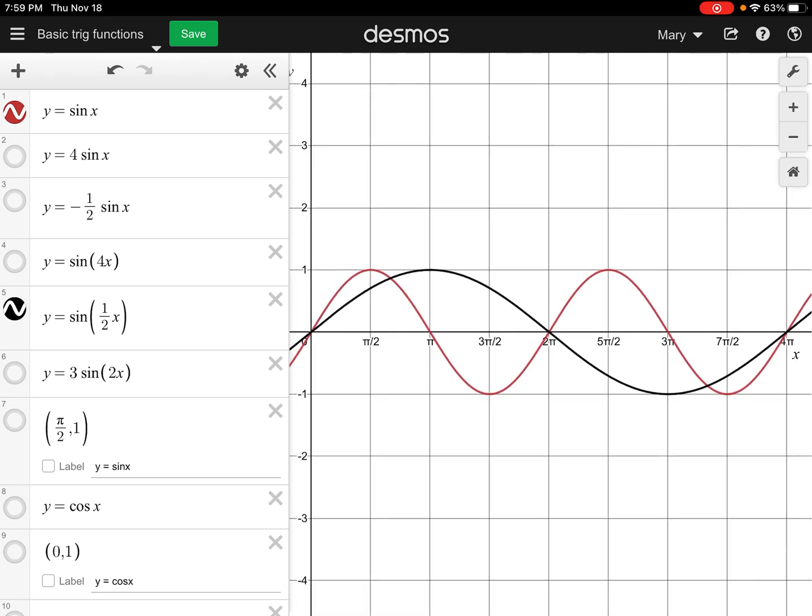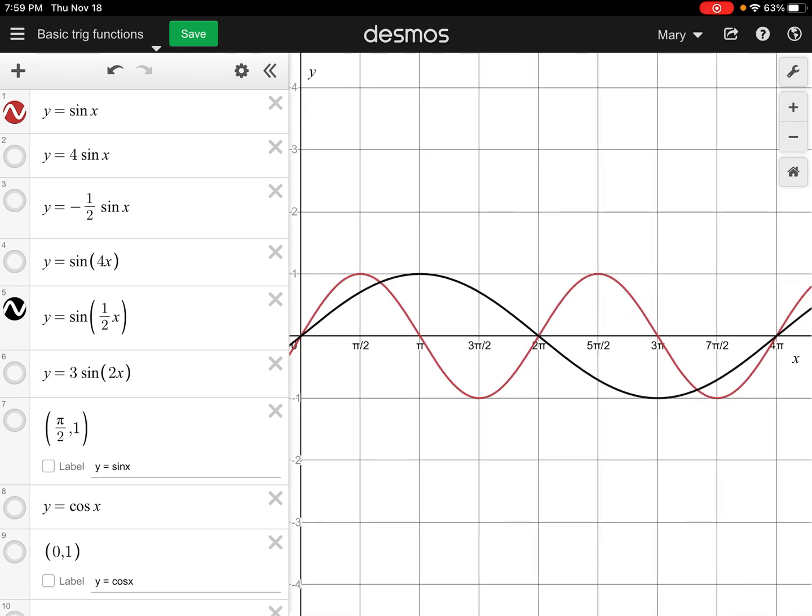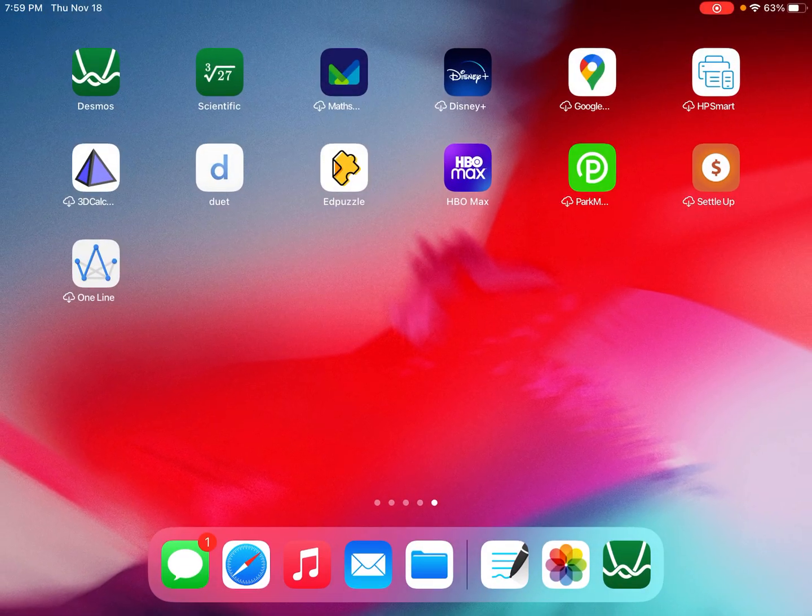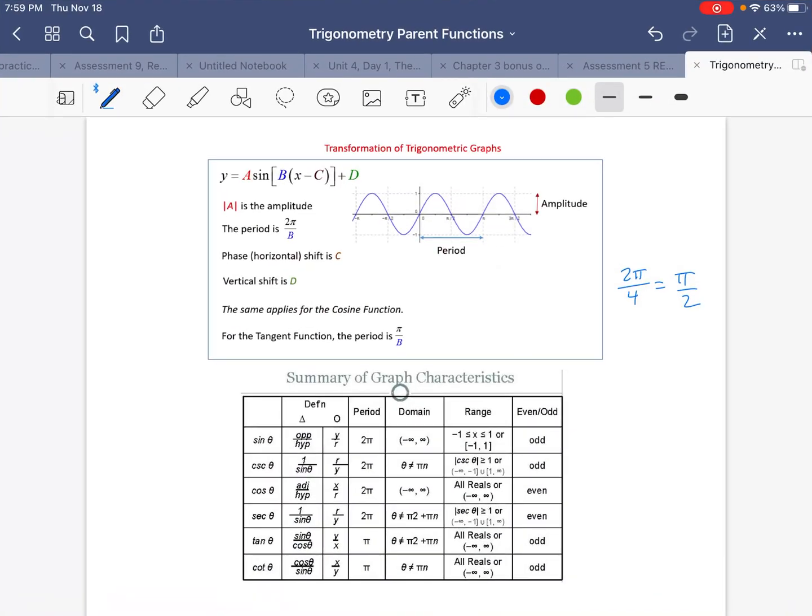So what happened there is, if you look, it went from 0 all the way to 4 pi before it repeated itself. So look at that number in front of x, it's 1/2. To figure that out, I would take 2 pi and divide it by 1/2. Well, that turns into 2 pi times 2 over 1, which is 4 pi. And that's why it took 4 pi to repeat itself.